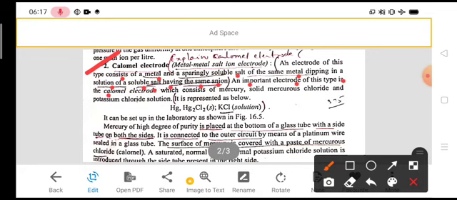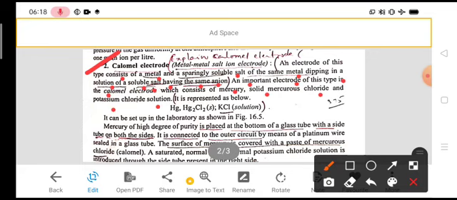What is the meaning of calomel? Calomel means mercurous chloride. Mercurous chloride ne calomel antaru. Kabatti an important electrode of this type is calomel electrode. This consists of mercury and a solid mercurous chloride and potassium chloride solution.